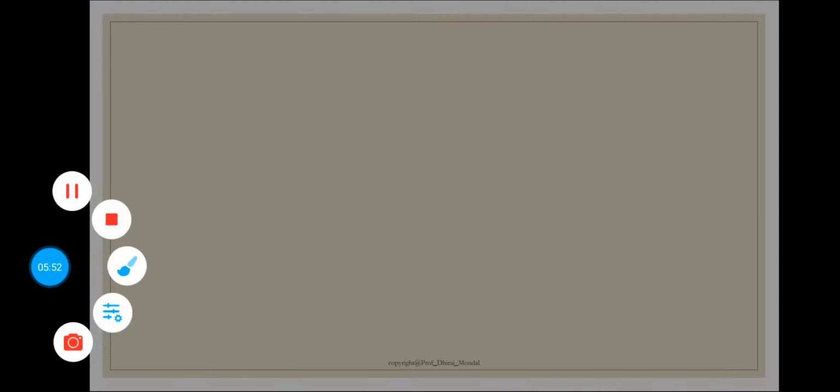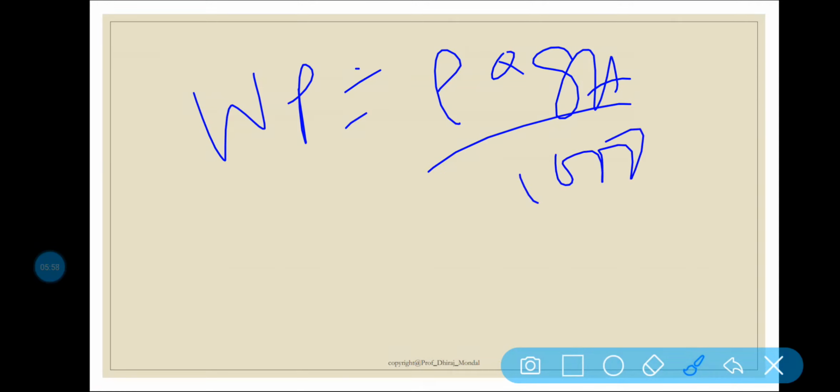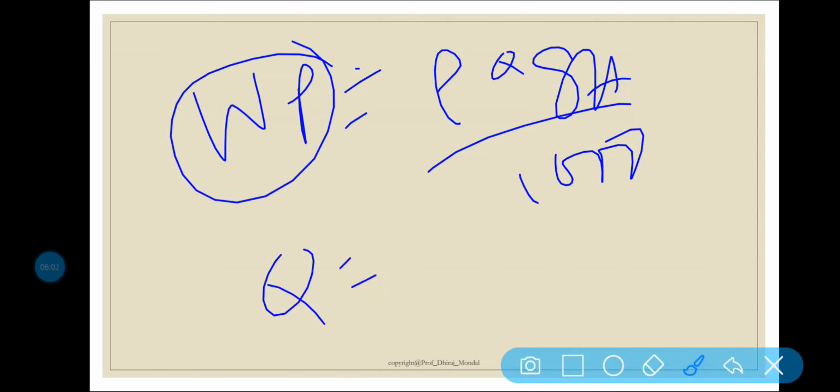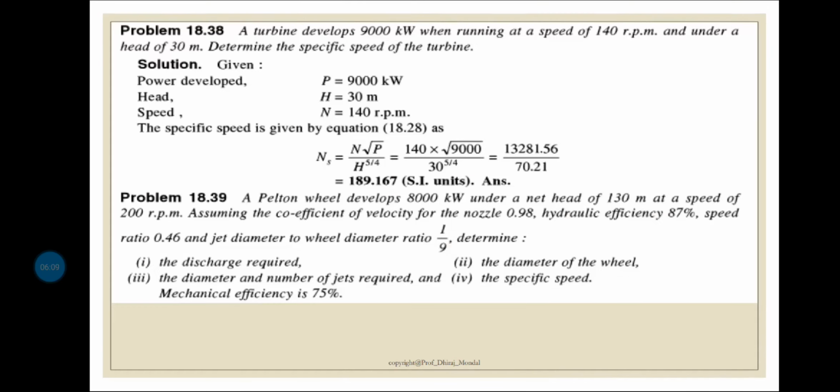Water power is equal to rho q g H by 1000. Now water power you need to find out. Q, you know, Q is equal to area into velocity. H is given, rho you know. So ultimately you can find out Q, isn't it?